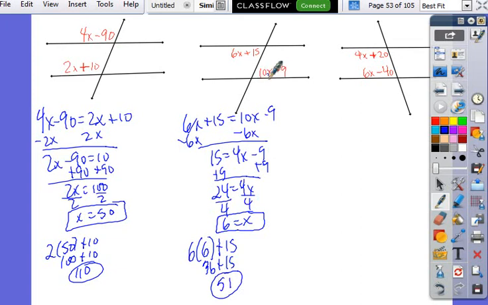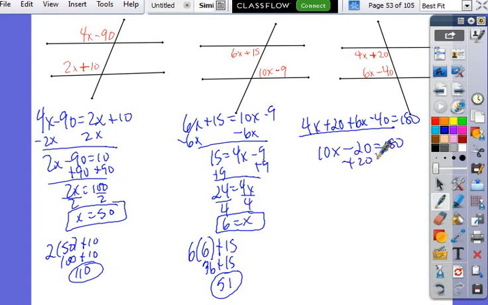The last one is what kind? Consecutive. Anytime it's consecutive, whether it's interior or exterior, doesn't matter. You add them up, equal to 180. Remember, all of this junk that's on the same side, do not change signs. So you go from 4x plus 6x is 10x. 20 minus 40 is negative 20. Solve it. From there, I get 10x equals 200. That's going to be 20. My x is 20, so there's my x part.